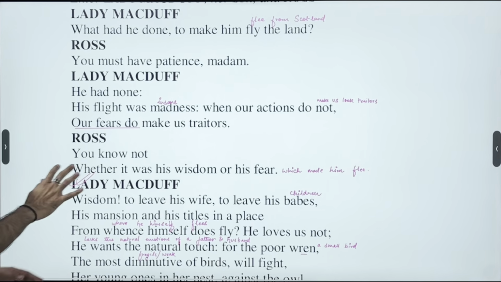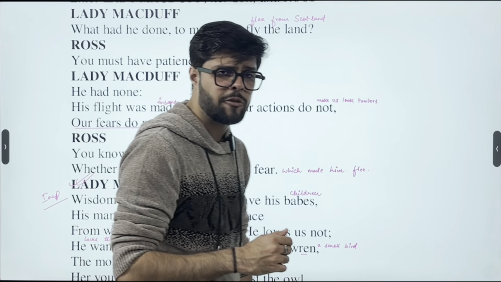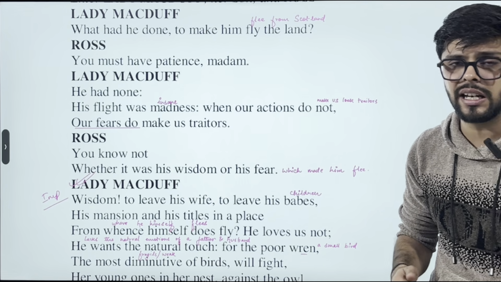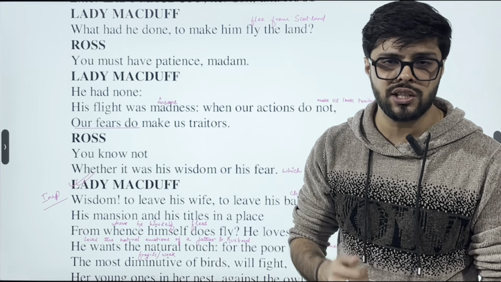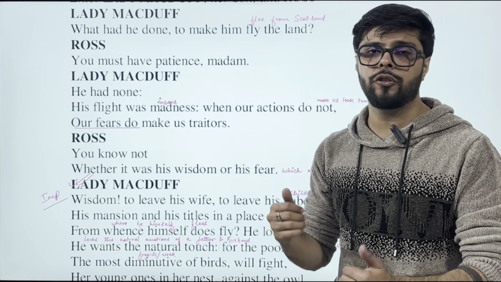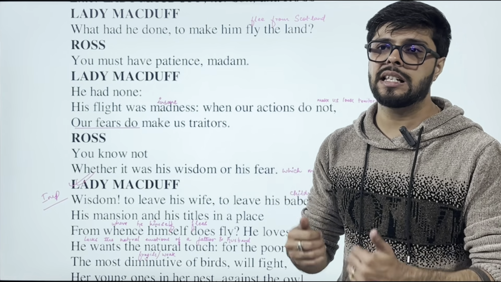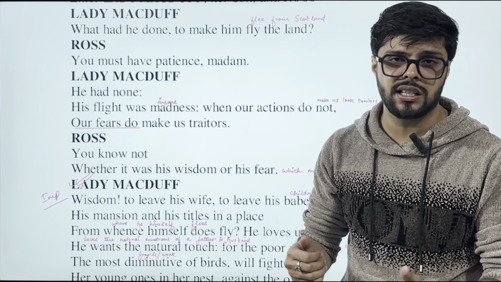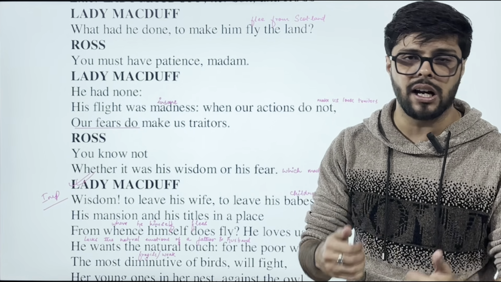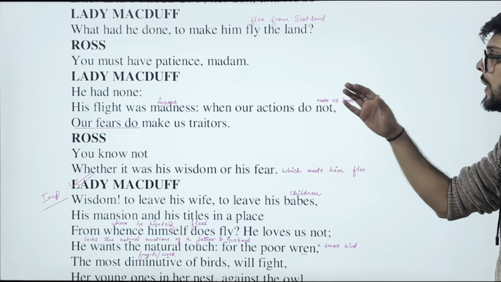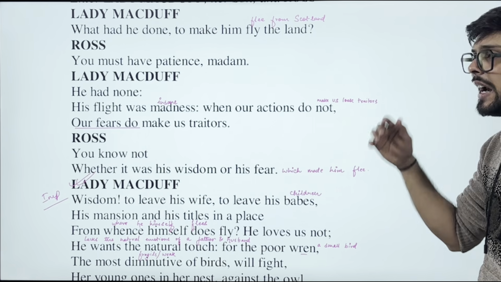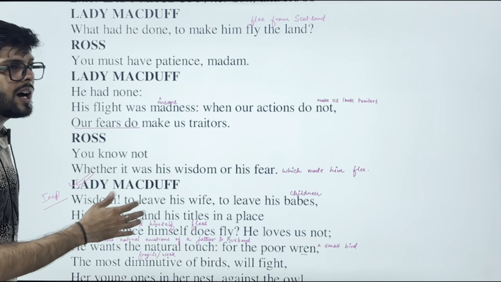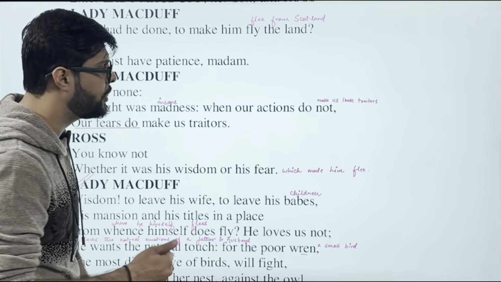Lady Macduff: He had none. No, he did not have patience. When he left us behind, me and his children, did he have patience in doing so? Was he thoughtful enough in having left his castle and children and his family unprotected? No, he did not. So when he had none, his flight was madness. It was insane of him. He was mad to have fled from Scotland, leaving us unprotected.